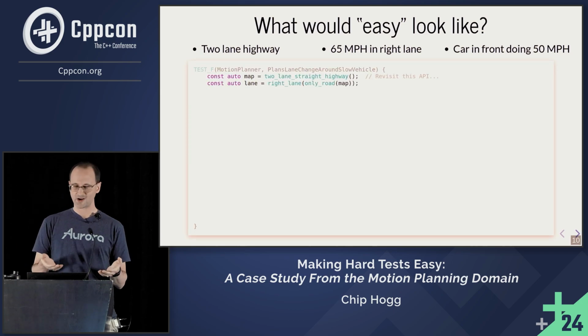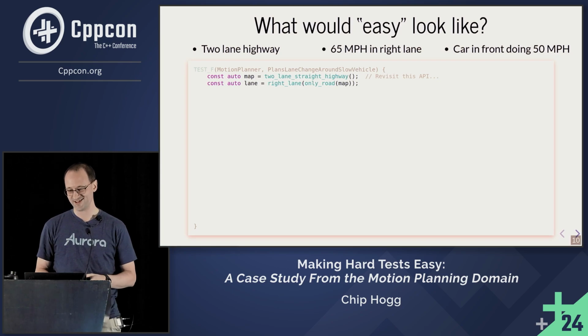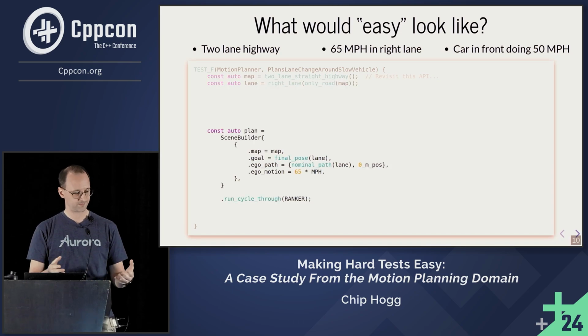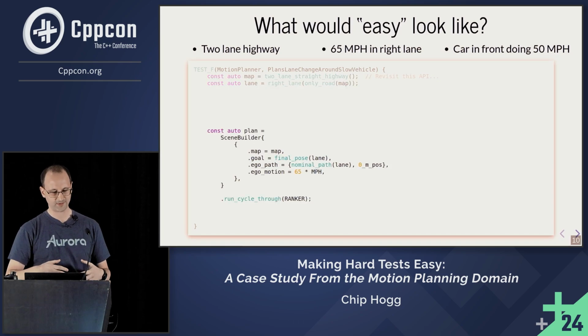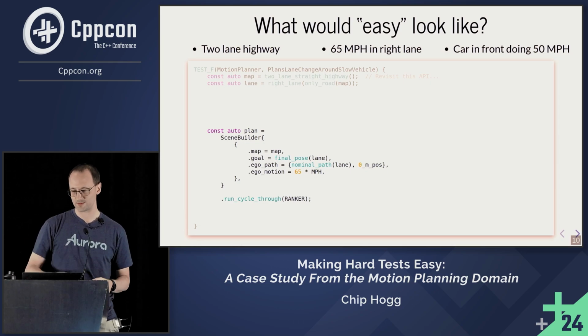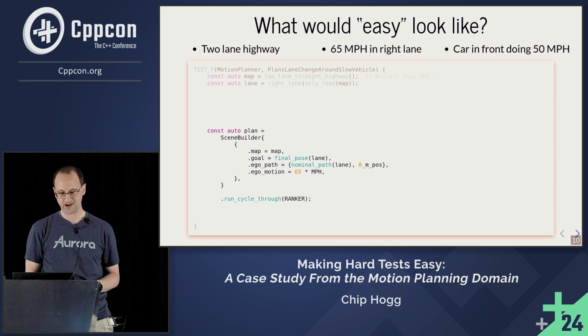Okay. Well, we've got to get a map from somewhere. This API, I don't know, maybe we'll come back to it later. But then we're going to get a lane from that map. That's going to be the lane we're in. Then we're going to build the scene. So what are the things we need to give it? We need to give it the map and the goal. If we don't have a goal, we're not motivated to move. And then we're going to specify the path and the along-path motion that we are following.